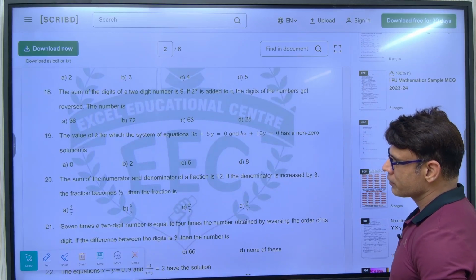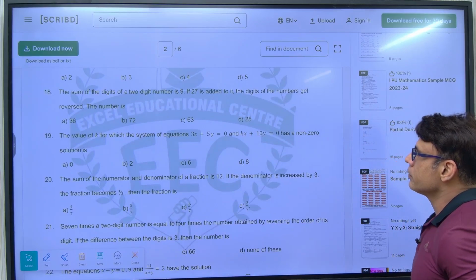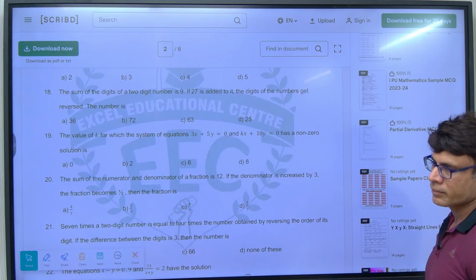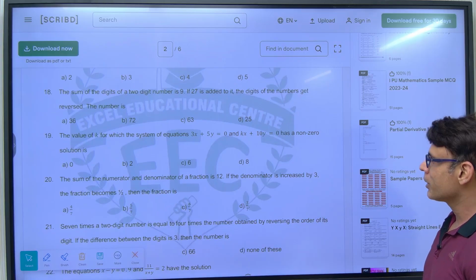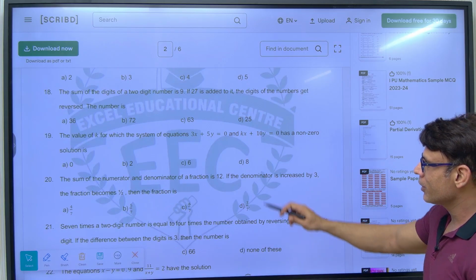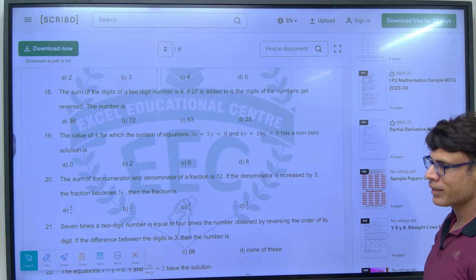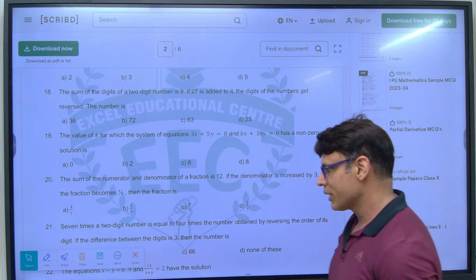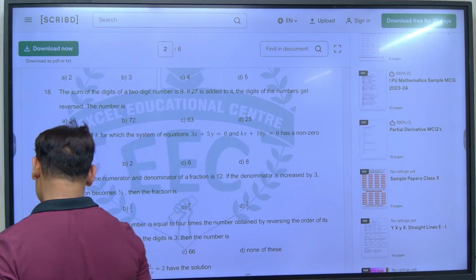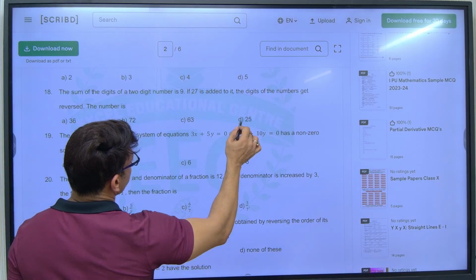Get to the 18th question. The sum of a 2-digit number is what? 9. This option is gone, right? One option you eliminated, right? Now what are they saying? We know that I can eliminate this option, right?